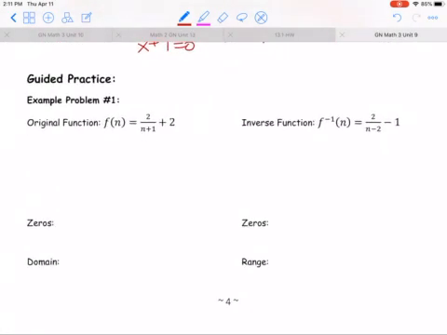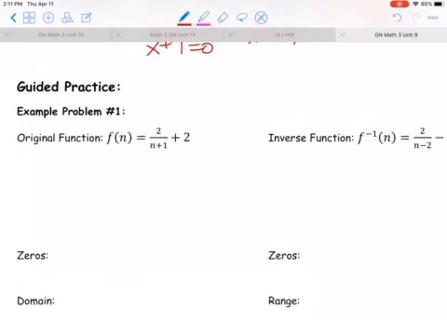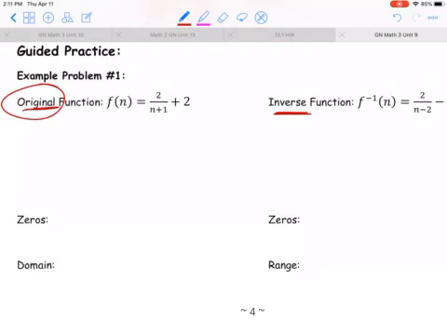So let's take a look at these. These are the 2 example problems we had from earlier. And I've already done the work for you. This is the original and the inverse. So original, inverse, and we're just looking at the domain and range of the original. So domain comes from the original, inverse gives us the range of the original.